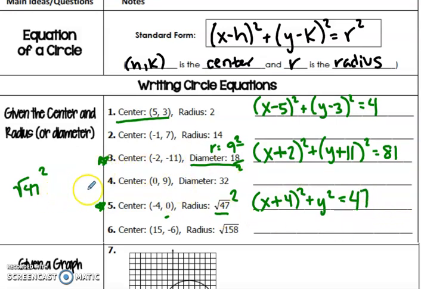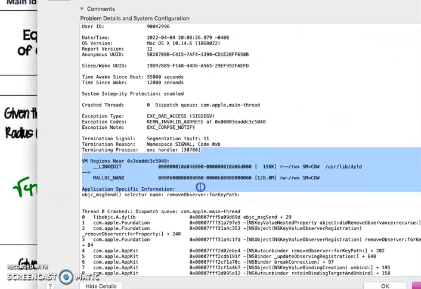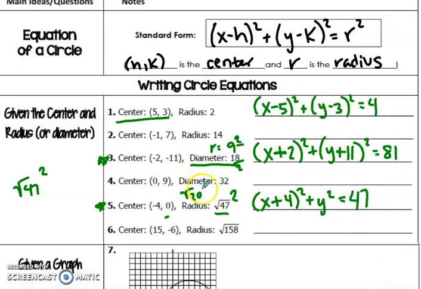So for example, if your radius was the square root of 20, in your equation it would just be 20, because the square root of 20 squared cancels out the square root, leaving you with 20, okay? So you will not ever have a square root on this right side.